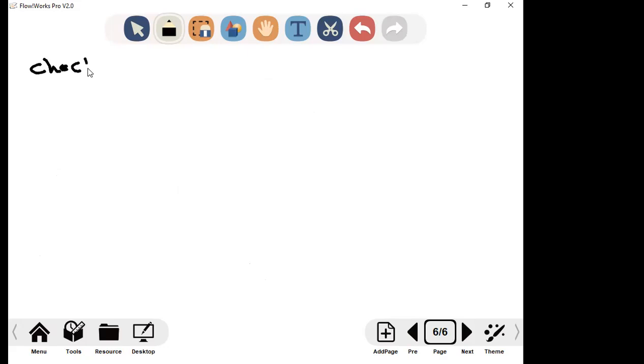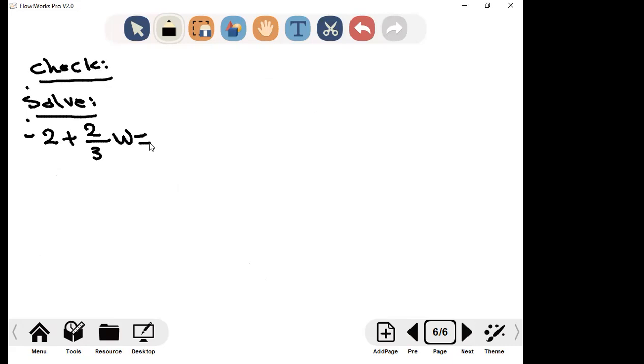Check after example 4. Solve -2 plus 2/3 W equals 10. Same idea here. We need to shift the -2 to the other side. Then we divide by the coefficient 2/3.